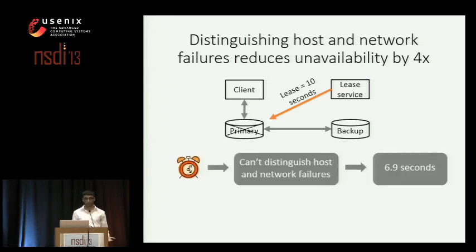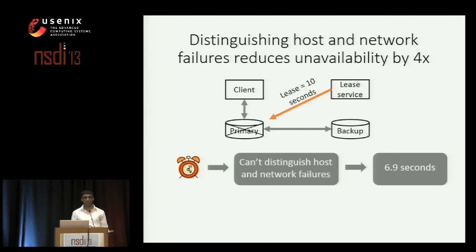And we observed that with unmodified primary backup, the client saw a downtime of 6.9 seconds on average, because the backup could not distinguish between host and network failures using timeouts, and it had to do the long recovery of waiting for the lease.